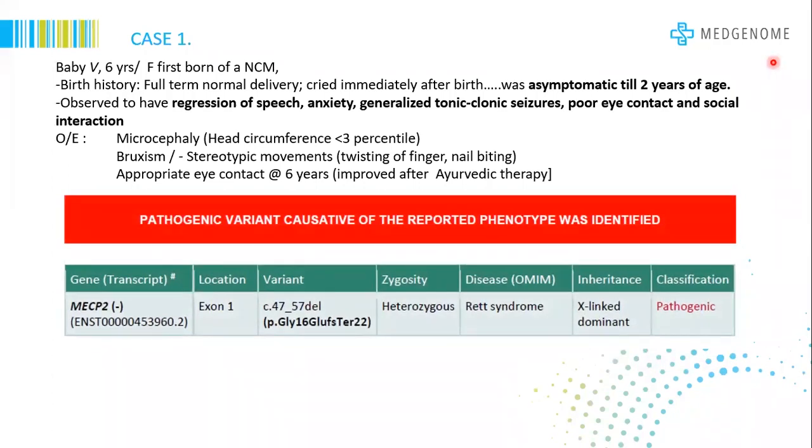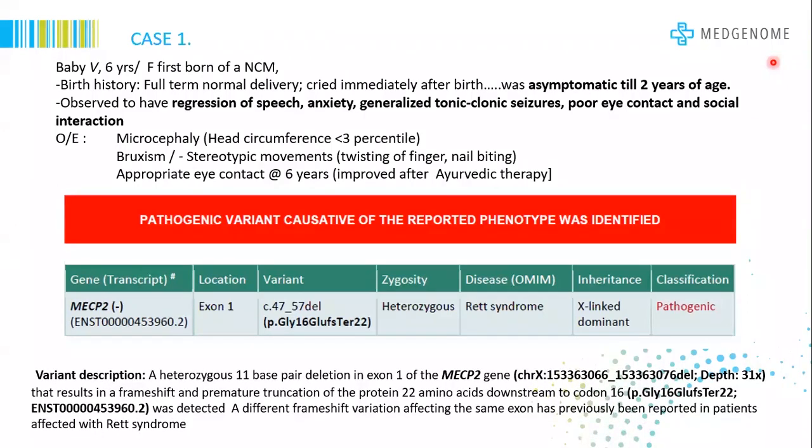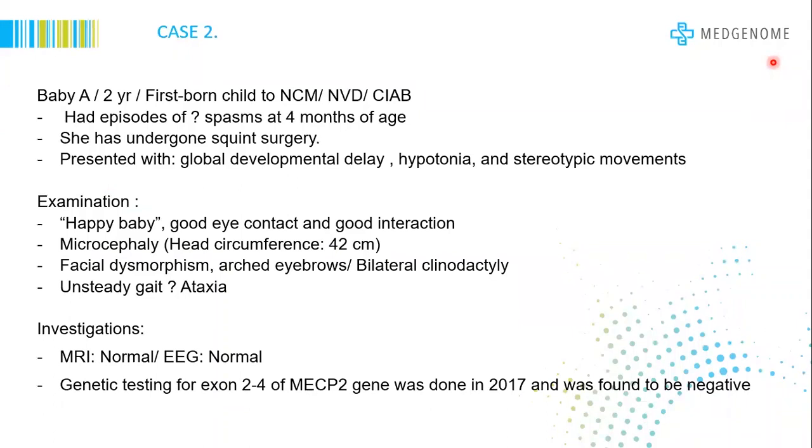And in this child, based on this diagnosis, MECP2 gene testing was sent directly, and a pathogenic variant was found, and the diagnosis was confirmed to be Rett syndrome. So what I mean to say is that this is not isolated ASD, but syndromic ASD with typical features. If you have a female with such features, you can directly send for MECP2 gene analysis, and it has a very good pickup rate.